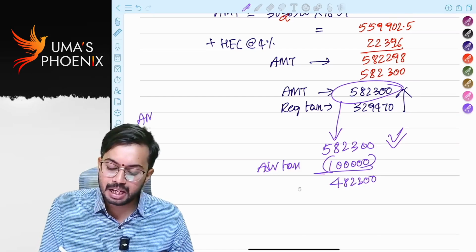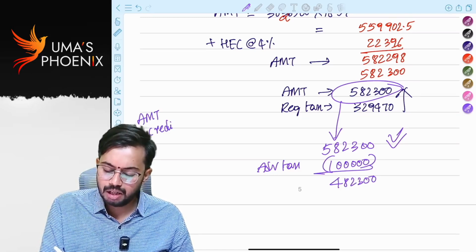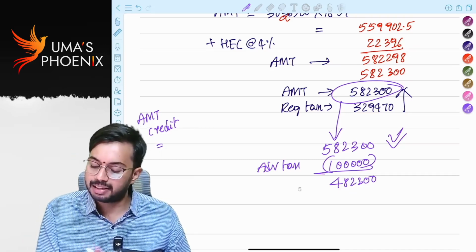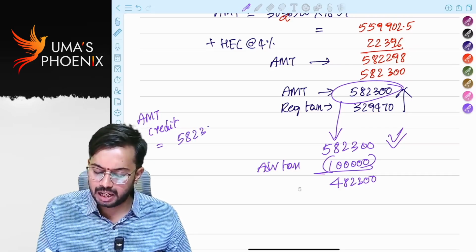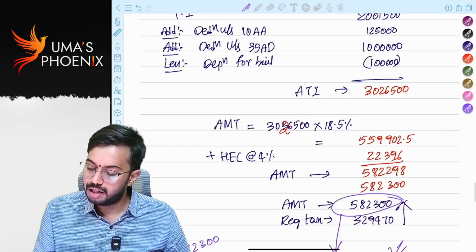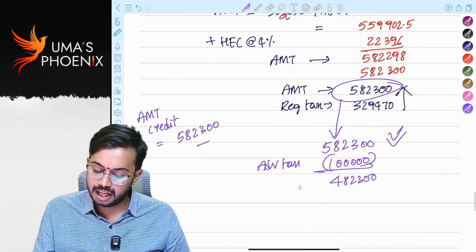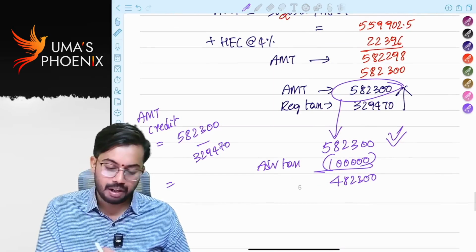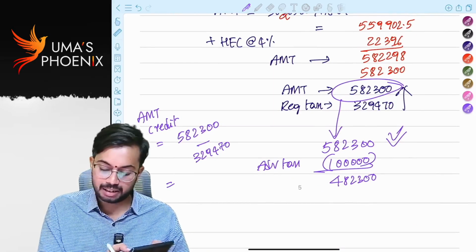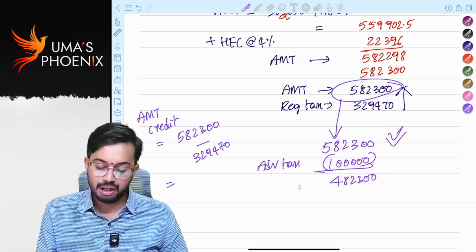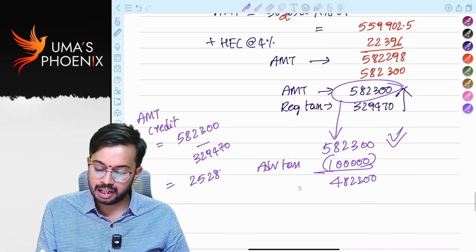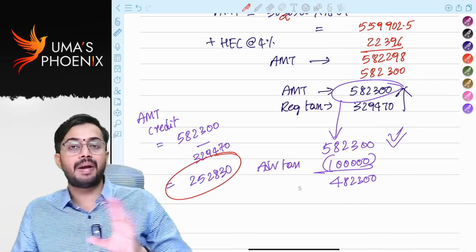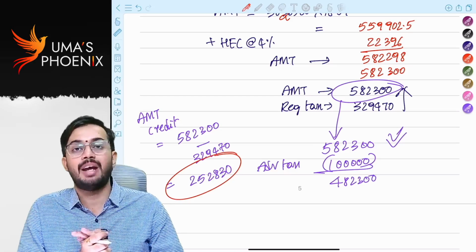How much is AMT credit? AMT credit is equal to difference between AMT and regular tax. AMT 582,300, regular tax is 329,470. So AMT credit is equal to 582,300 minus 329,470. 252,830 is AMT credit. Okay, so this is comprehensive detailed explanation of MTP1.